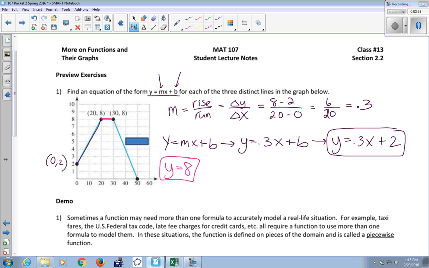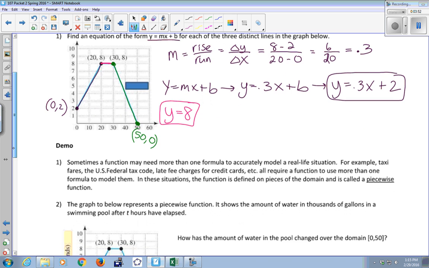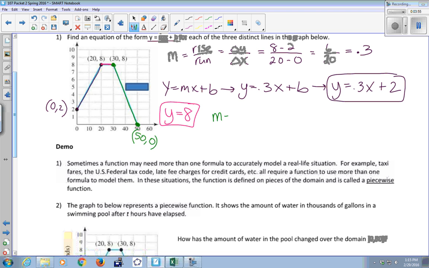All right, let's look at the last line here. 30, 8. What are the coordinates of this point here? 50, 0. Okay, so I'm going to do the same thing I did before, find rise over run to get m. So m is going to be 8 minus 0, subtract the y's, over 30 minus 50, which is what I get when I subtract the x's. So I get 8 over negative 20, which is negative 0.4.